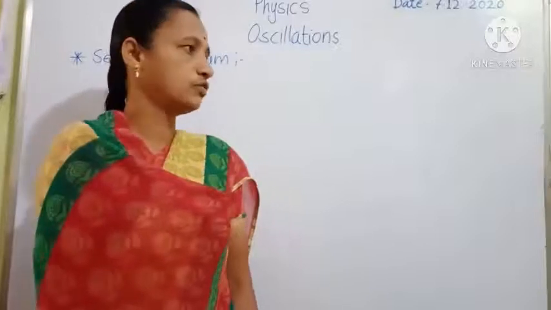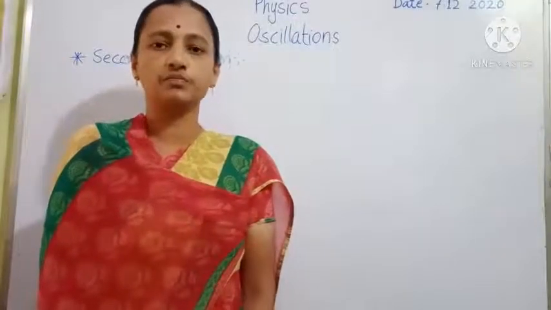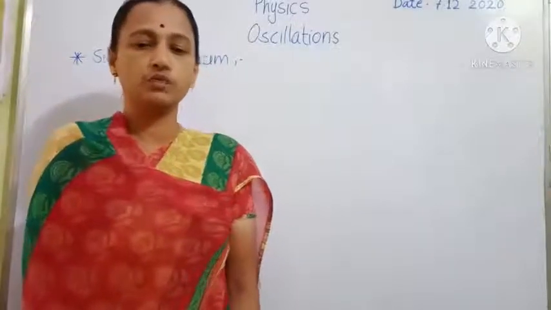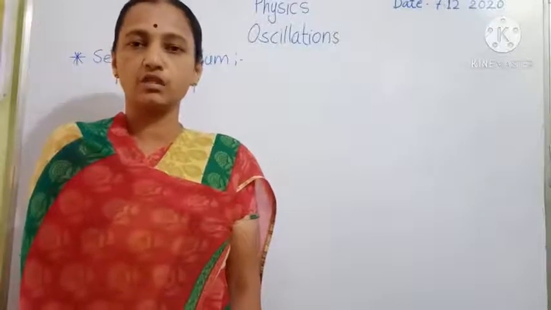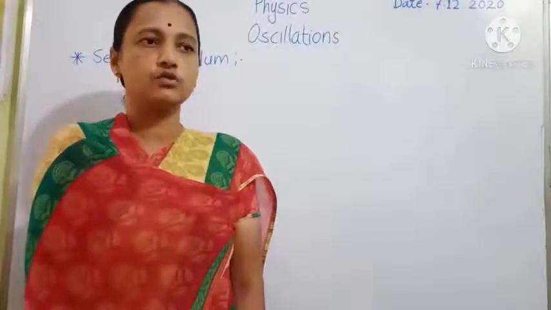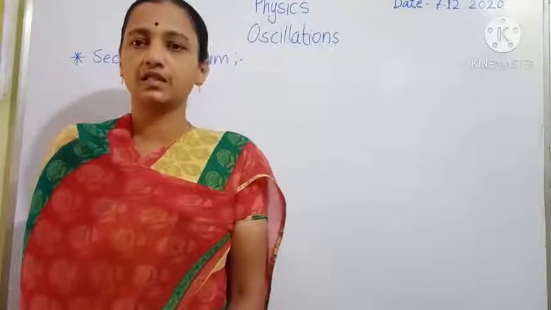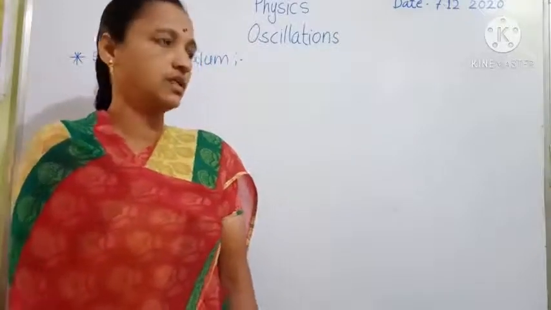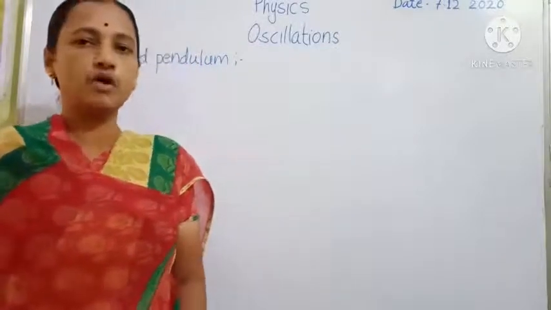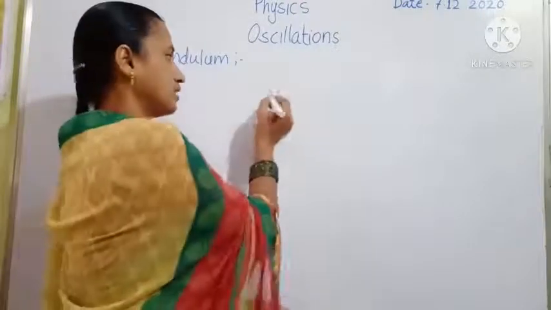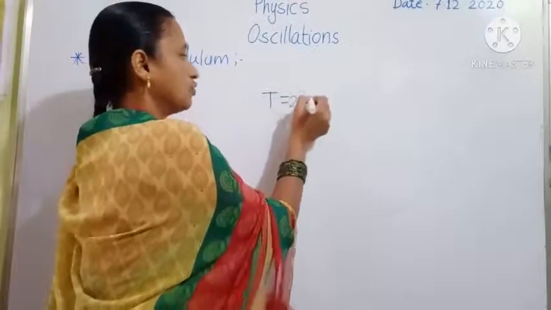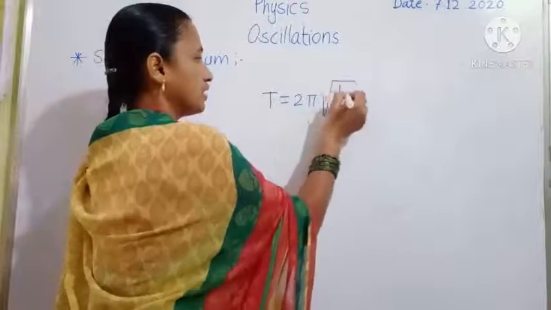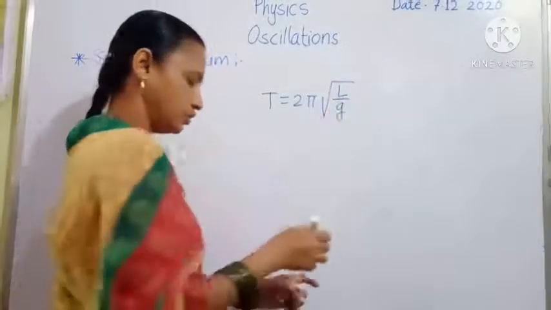In the last lecture, we saw the simple pendulum. In this simple pendulum, we calculated the value for the acceleration. That is, we got the relation between acceleration and displacement. Then we found the value for the period of the simple pendulum, that is, T is equal to 2 pi root L upon g.